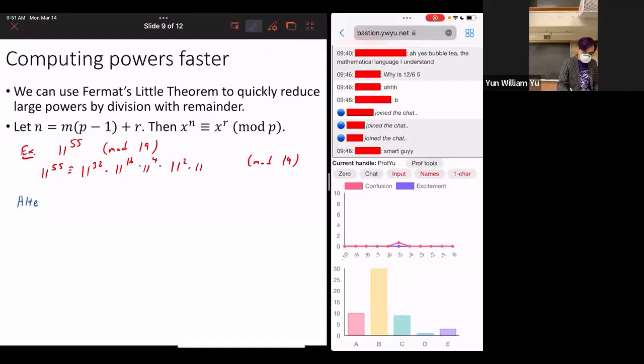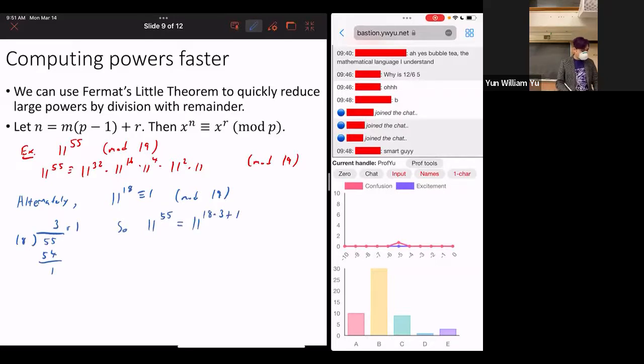So alternately, you also know that 11 to the 18 is equivalent to 1 mod 19, right? So this is Fermat's little theorem. You immediately know that 11 to the 18 is equivalent to 1. But if that's the case, well, what happens if you divide 55 by 18? If you divide 55 by 18, well, you get 3, and that's 54, remainder 1, right? So, you know, 11 to the 55 is equal to 11 to the 18 times 3 plus 1, equivalent mod 19, which is equivalent to 11.